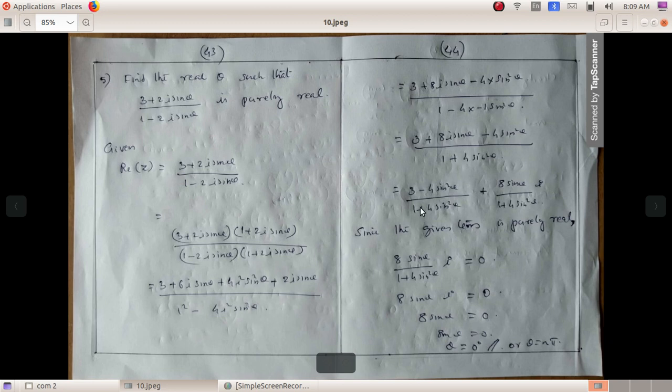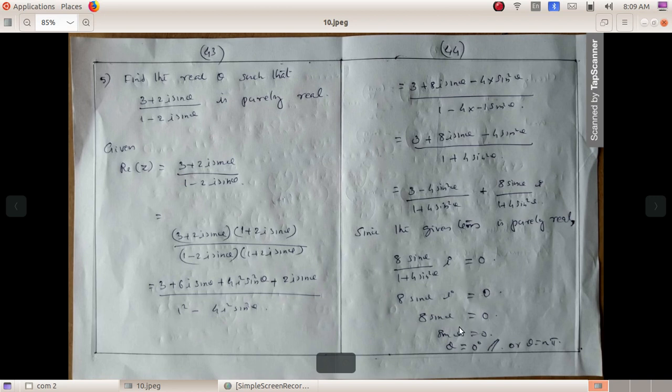Okay, 3 minus 4 sin square theta divided by 1 plus 4 sin square theta, we take only that. That is what the question said. So we can drop this, this is 0, because the term with i is not wanted. So definitely this term is 0. Okay, 0. So 1 plus 4 sin square theta is transposed to the right side, then 0 into this one is 0. So 8 sin theta i equal to 0.